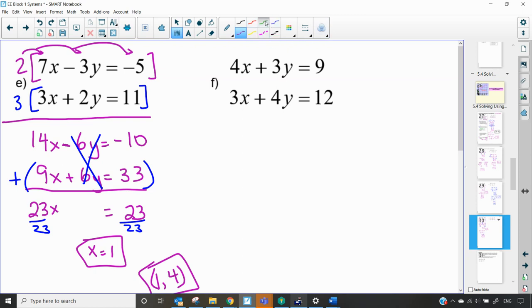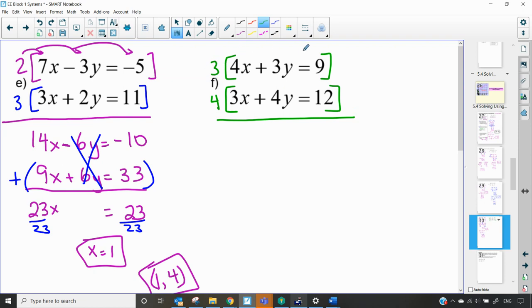Okay, so looking at this question here, I've got 4x plus 3y equals 9 and 3x plus 4y equals 12. Once again, I have nothing that looks the same, and I'm going to have to multiply both equations to make something look equal. So this time I'm deciding to eliminate the x values. If I look at the 4 and the 3, the lowest common multiple of 4 and 3 is 12. So to get the top equation to be a 12, I'm going to multiply everything by 3. And to make the second equation equivalent to 12 for the x value, I'm going to multiply everything by 4.